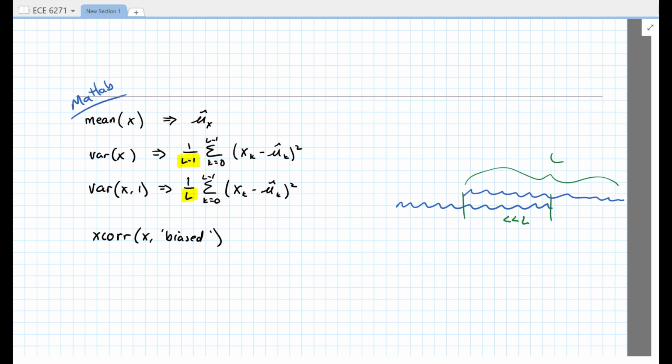So the impact of this is that the autocorrelation estimate for small lags or small values of M is going to be fairly reliable. But as we get to larger values of M, we're using fewer samples to calculate it, and it's going to get less reliable. So here's what that looks like in MATLAB.